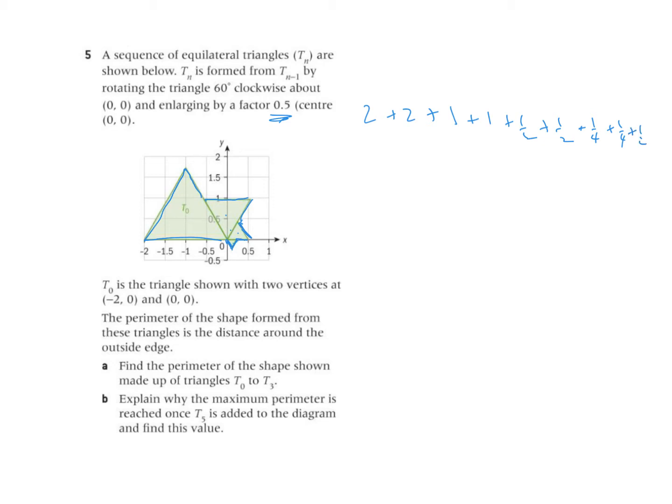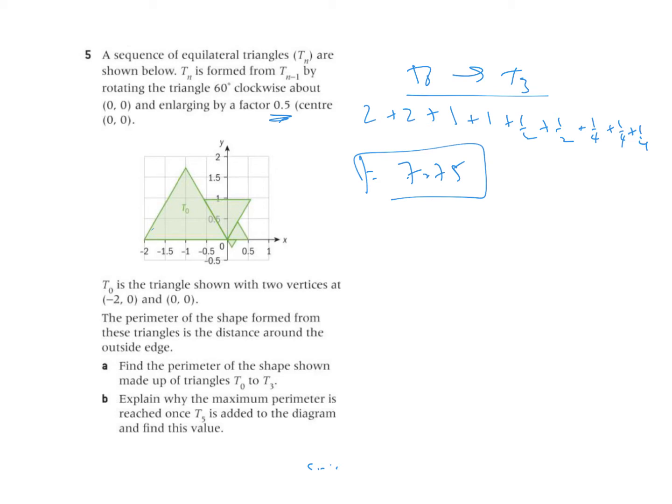And so plus a quarter. And so when I add all of those values up, it's 7.75. That is the sum from T0 all the way to T3, so this is the perimeter from T0 to T3.